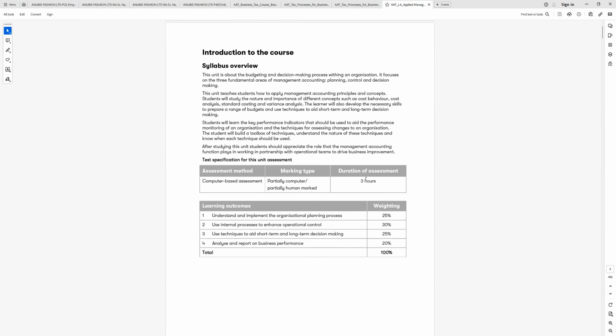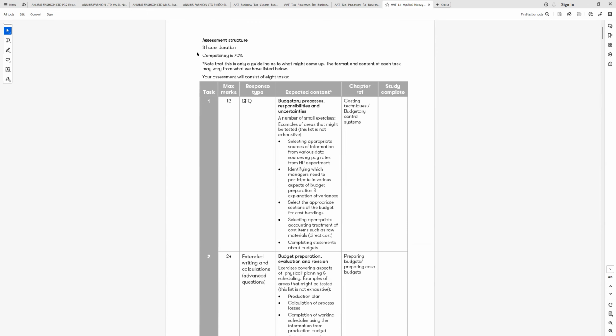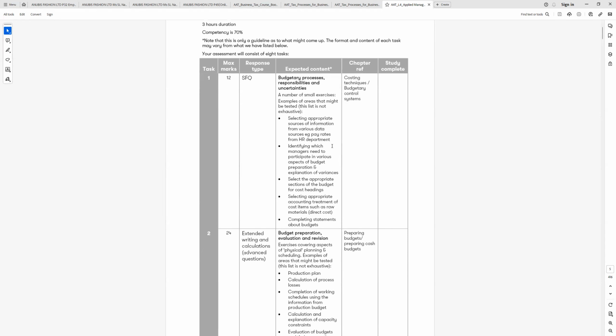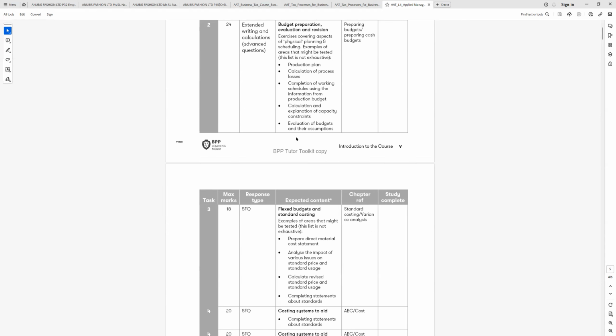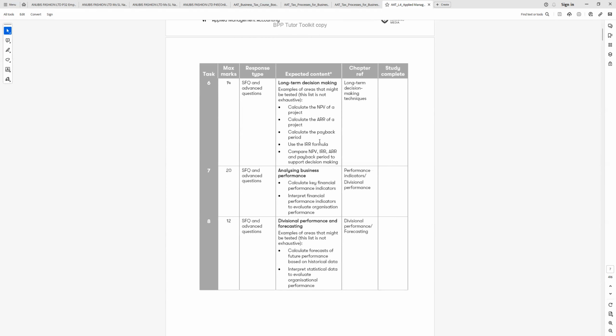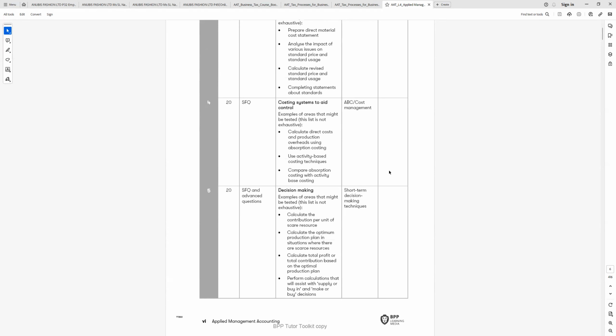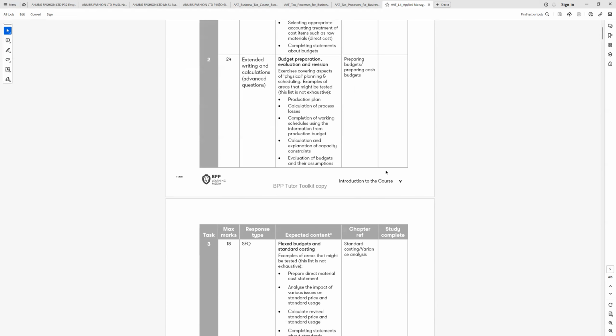The paper description is quite simple. This is the only exam we have 3 hours for at level 4. Any other exam is 2 hours, but this is the only exam with 3 hours. Let's quickly look at how many questions you're going to see in the exam. We have to score 70%, and there will be 8 questions in the exam, a combination of almost every single chapter we're going to cover.